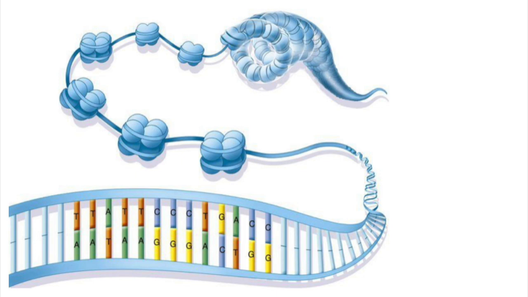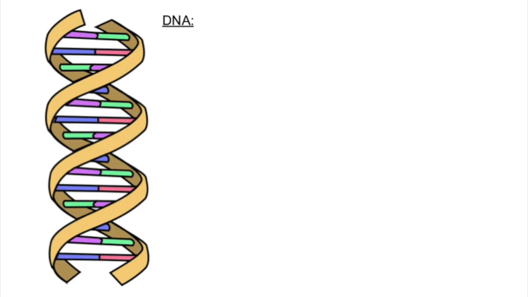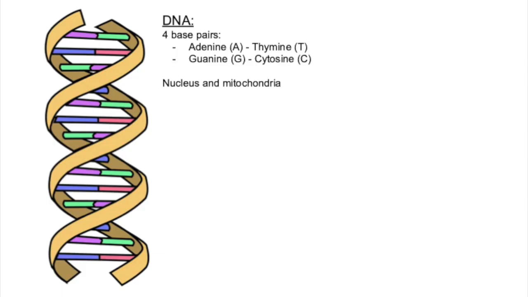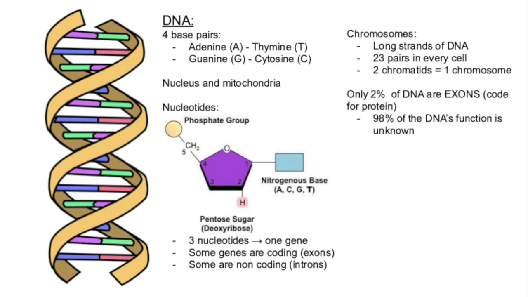Genetic information is held inside of the nucleus. It is found in chromosomes. Chromosomes are long strands of DNA that are tightly wrapped and coiled. DNA is a double helix shape that consists of phosphate, deoxyribose sugar, and a base group. The DNA is wrapped around proteins called histones.